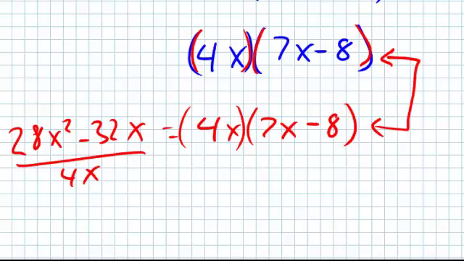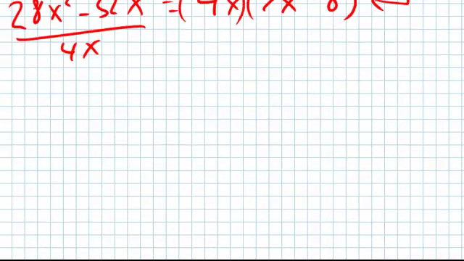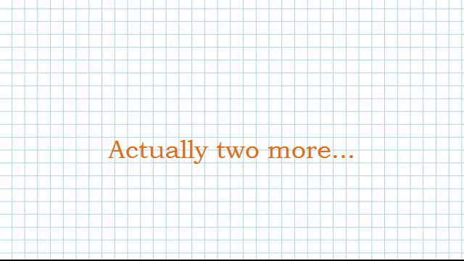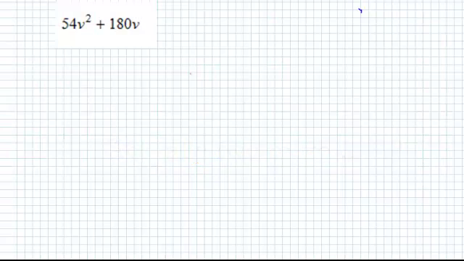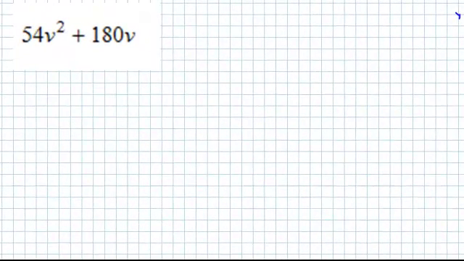Okay. Now let's do one more. The next one we're going to do is 54v squared plus 180v. So here we go. What numbers go into both 54 and 180? You could start, if you would have noticed, they're both even. I've also noticed that 54 and 180 are both divisible by 3. I also noticed that they're both divisible by 9. So I'm going to start with 9. 9 is the biggest number I've seen.